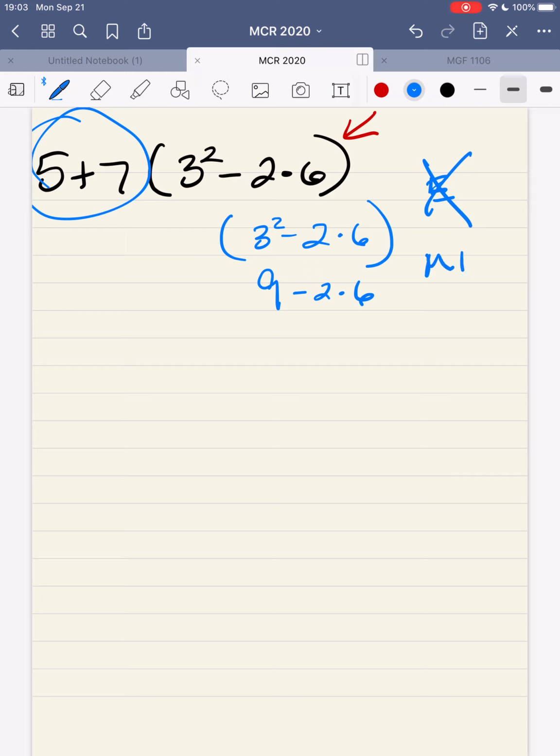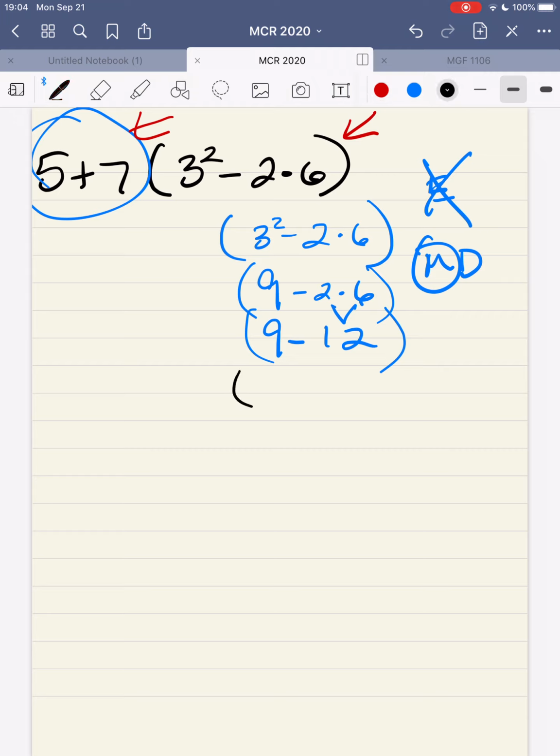Now I need to look if there's any multiplication or division. In this case, we do have some multiplication. So I have 9 minus, and I have 2 times 6, which is 12. And this is still all in a set of parentheses. I haven't done anything with anything I originally circled in blue right there. I'm still working within the set of parentheses. So in the set of parentheses, I have 9 minus 12, okay, which is -3.